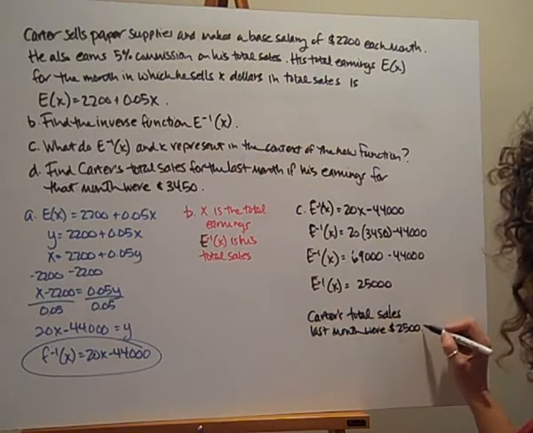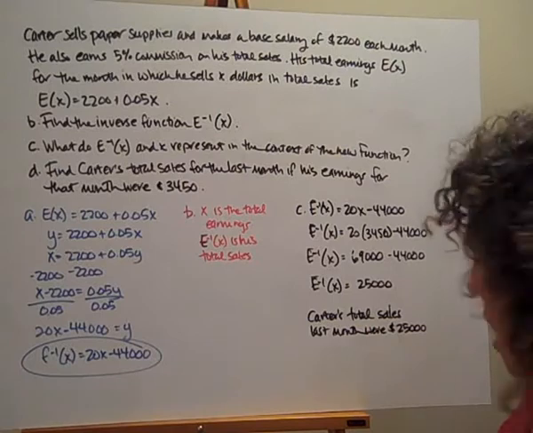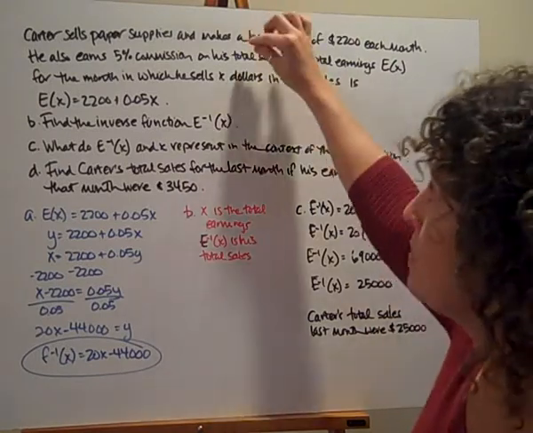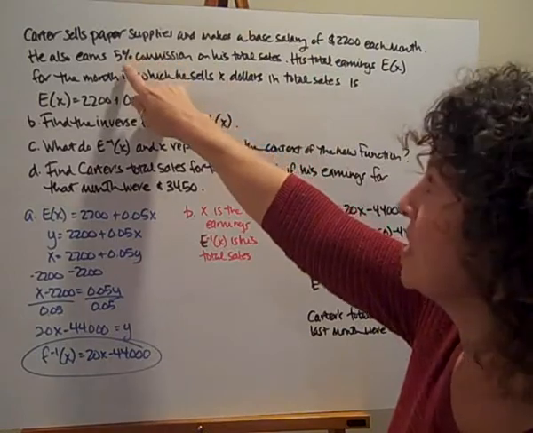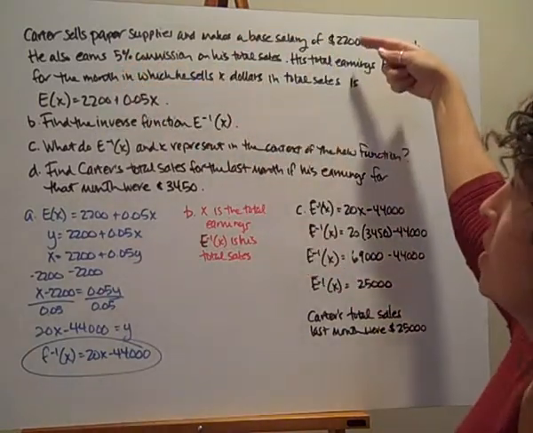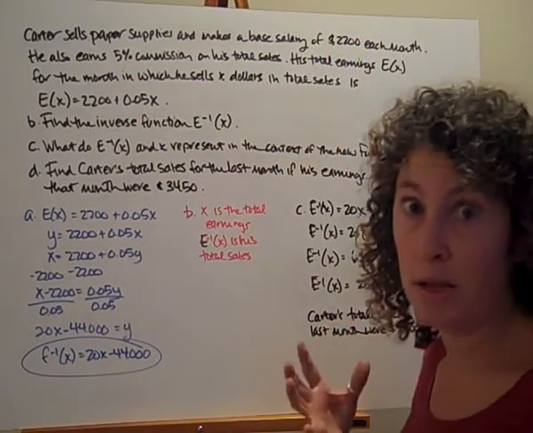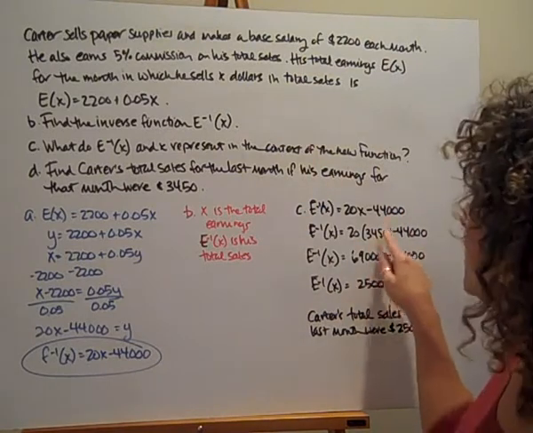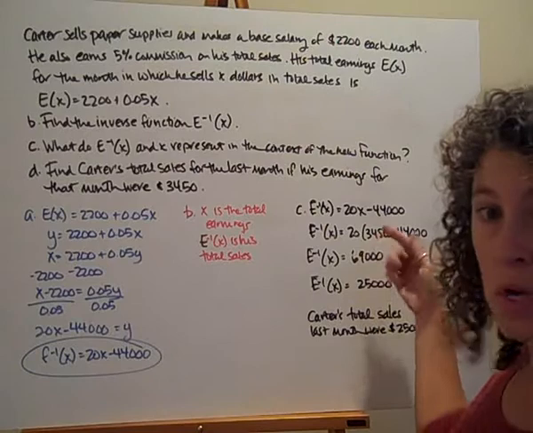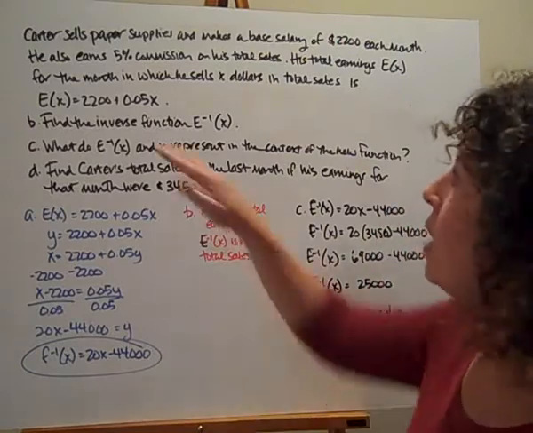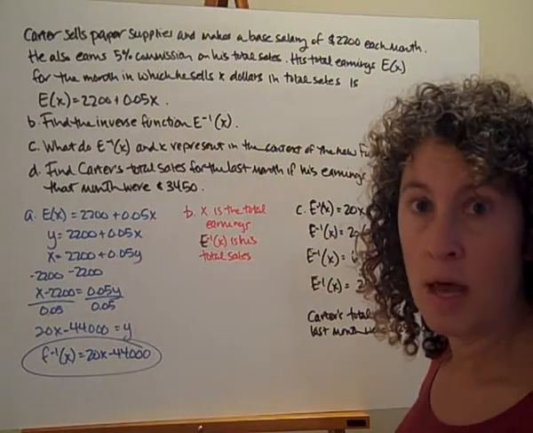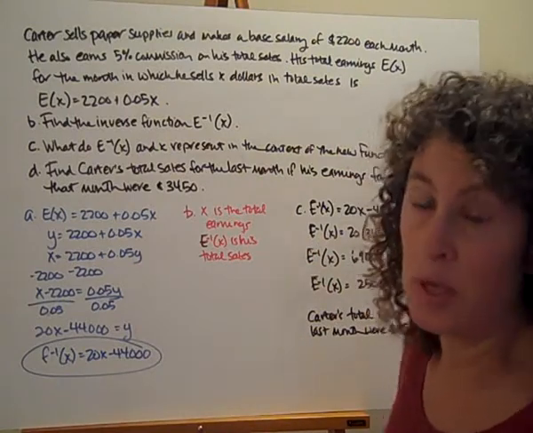Were $25,000. So he sold $25,000 worth of paper products. He earned 5% commission on that, along with his $2,200 regular pay, to earn a total of $3,450. We were able to use this equation backwards from how we would have used the original function to find that previous input, as it were.